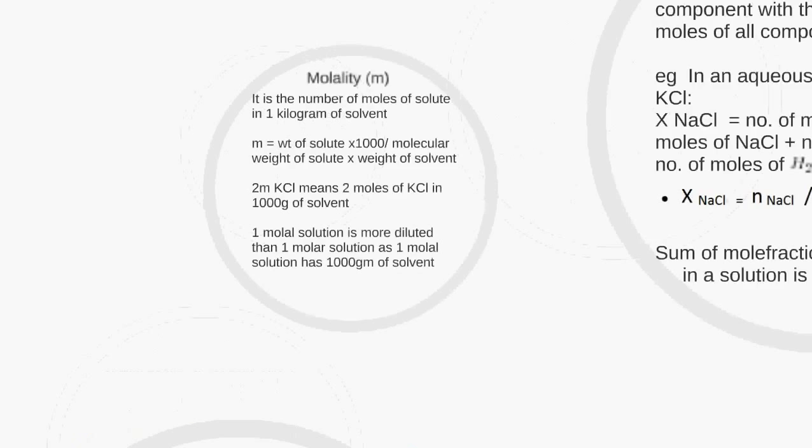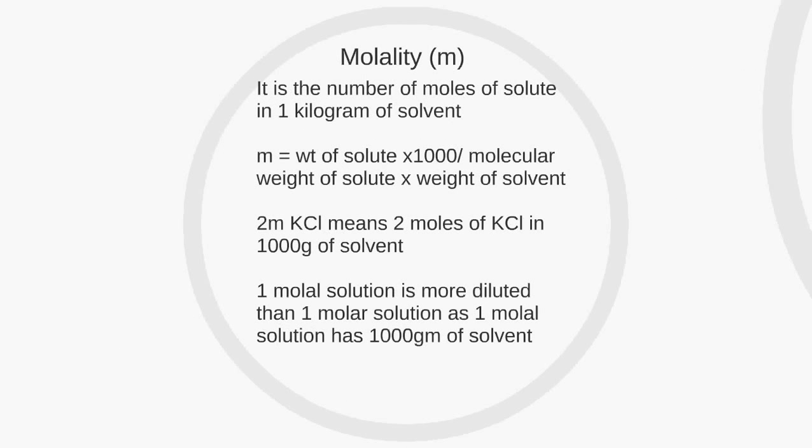Another important unit is molality. It's represented as small m. It is the number of moles of solute in 1 kilogram of solvent. Example, a 2 molal KCl means there are 2 moles of potassium chloride in 1000 grams of solvent. Now remember, a 1 molal solution is more dilute than a 1 molar solution. This is because a 1 molal solution has 1000 grams of solvent.